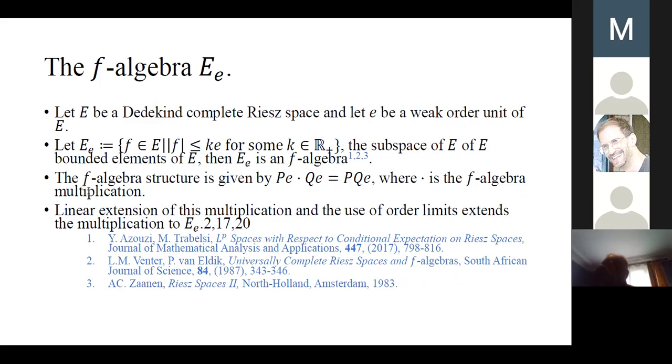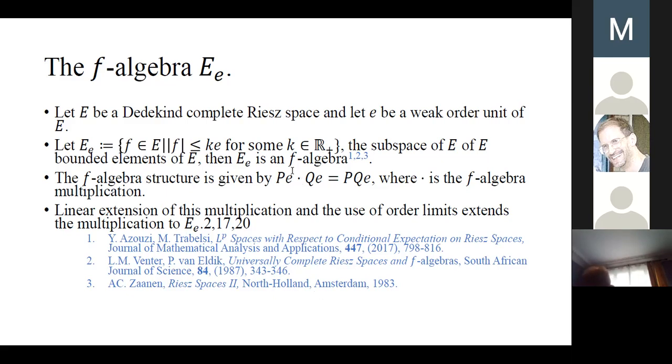But we define it to be the set containing f in E such that absolute value of f is less than or equal to Ke for some K in the positive cone of R, the real numbers. And there are some references to this one all over here, but we have that this E_e is an f-algebra. And we'll use dot to represent the f-algebra multiplication, and we'll give the structure Pe dot Qe is P applied to Q applied to e.